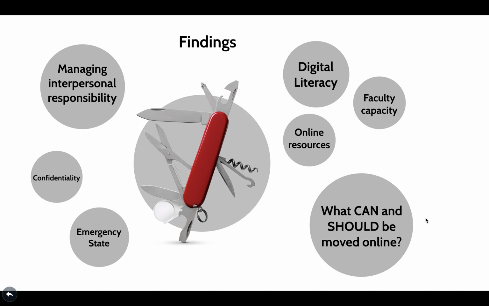Another question that came up is what can and should be moved online. It is important to note that not every service can be moved online, such as personal mental health counseling, and some services cannot be moved online effectively. It's important to think critically on the overlap of what students need and what spaces exist to move those services online in an effective way. Another question is confidentiality. Are we using software and programs that are secure and FERPA compliant? Another consideration is the emergency state.